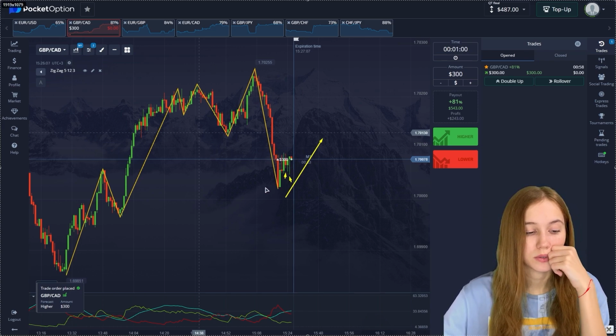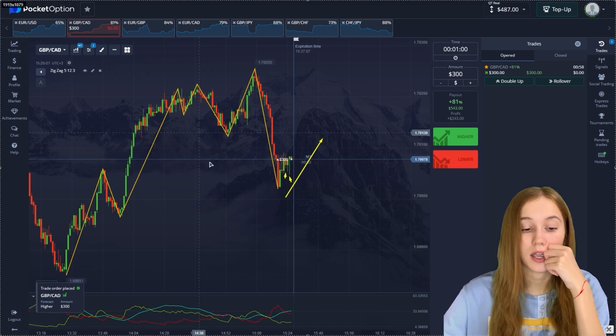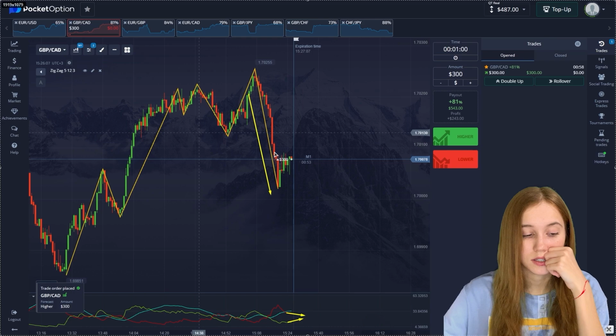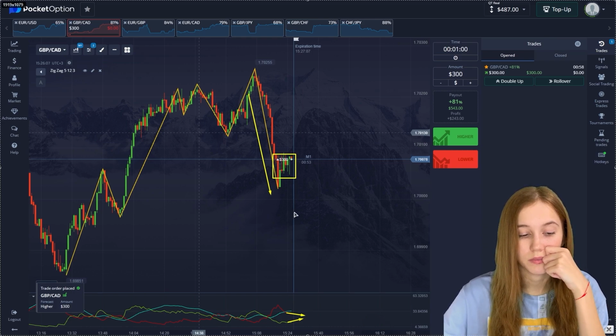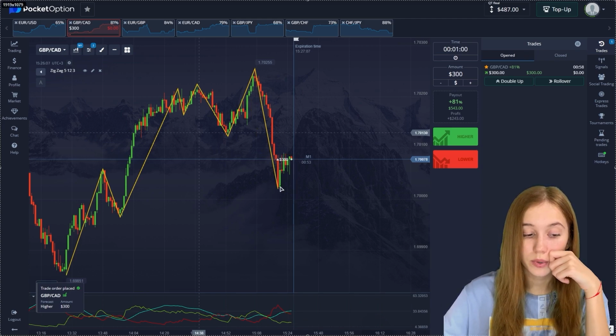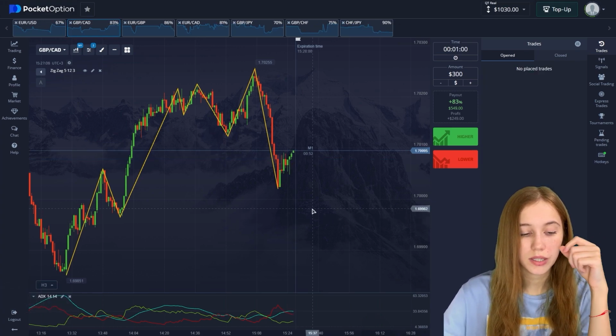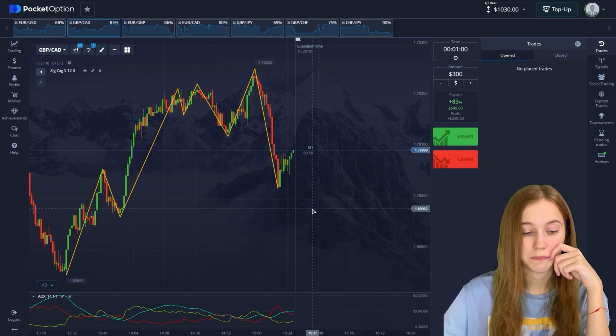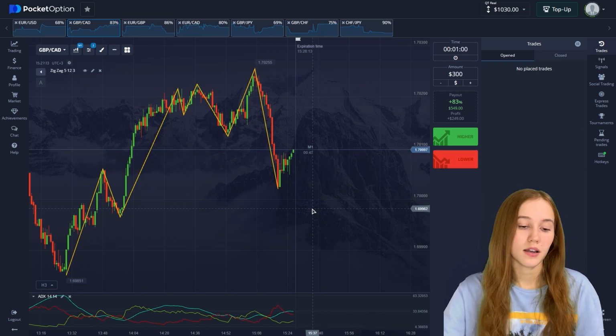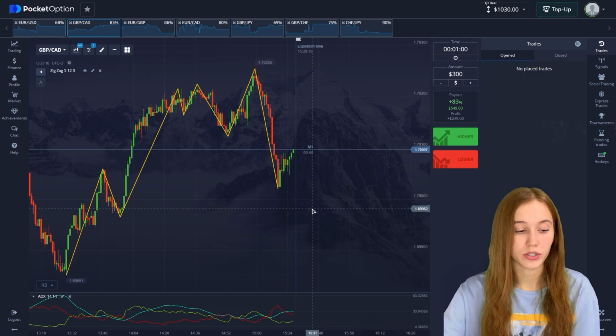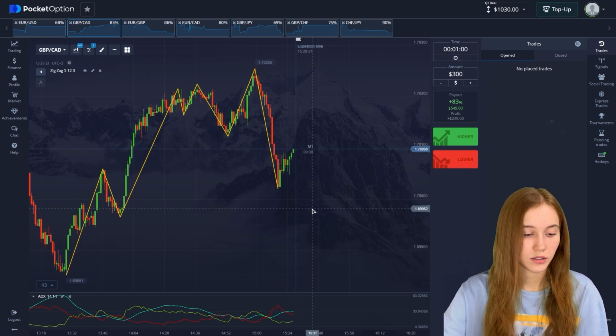So according to zigzag, we see that the trend is stable. And according to ADX, there's also some kind of consolidation. So we open a deal based on analysis. The intensity is growing because of the recovery of the chart. And we close the deal in profit. Good. And let's finish our trading session for today. Good.